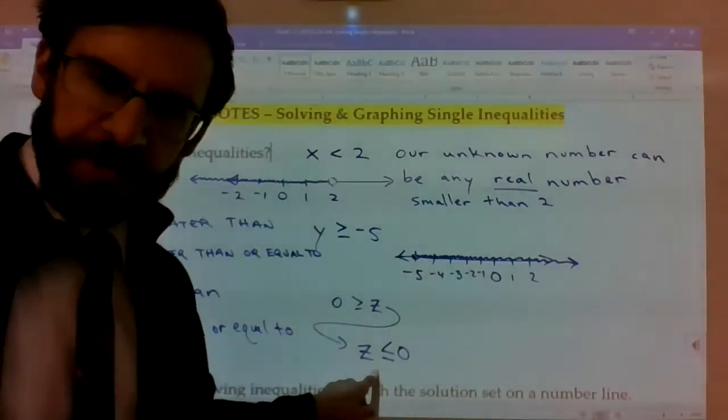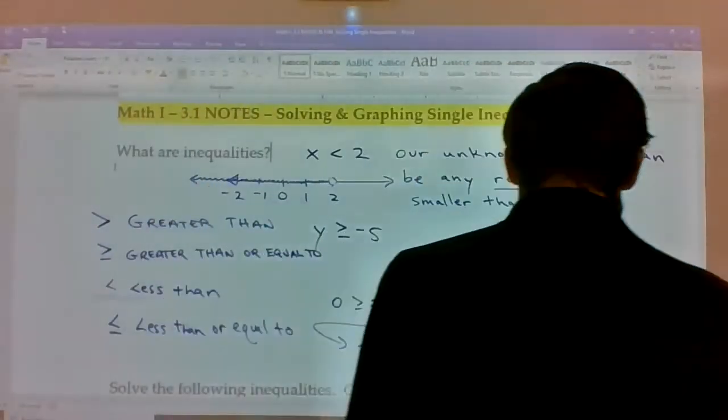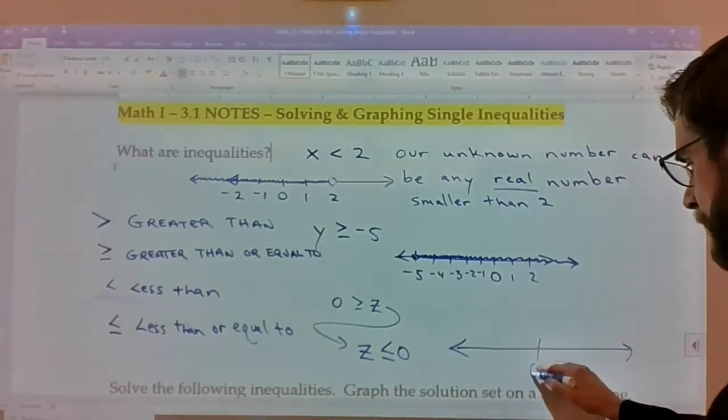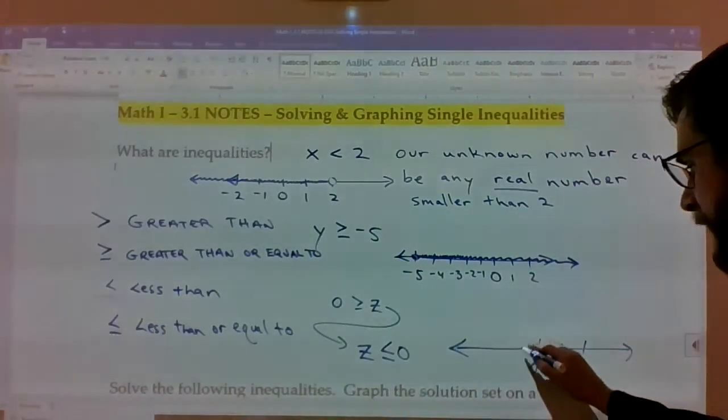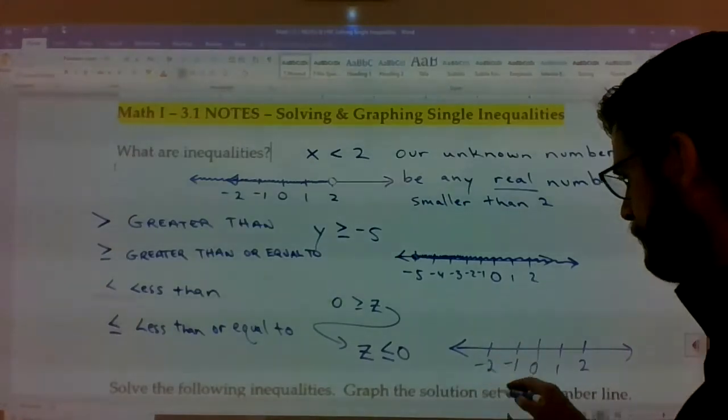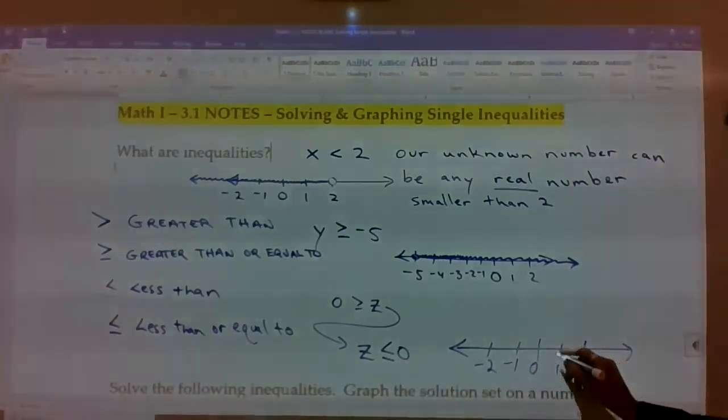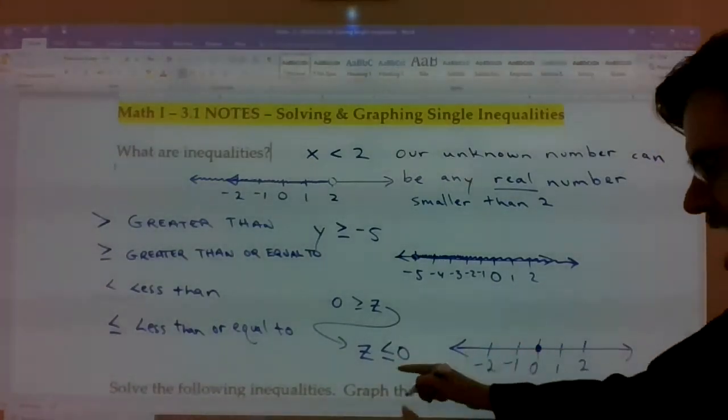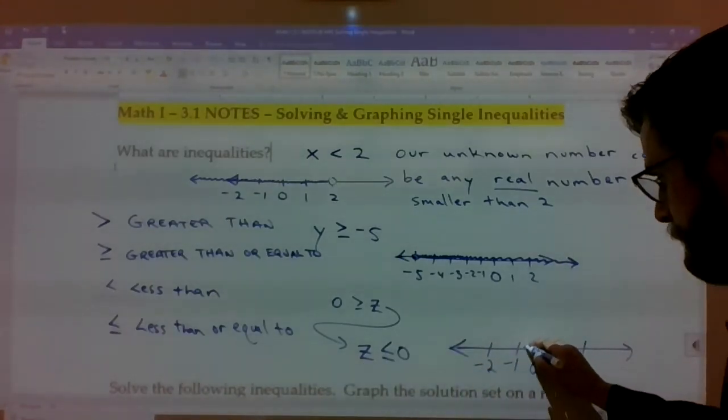And just to finish up this example, you're still going to put 0 and then a couple positive values, a couple negative values, closed circle at 0, and then less than would be everything to the left.